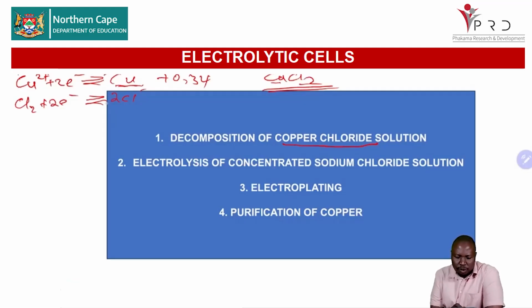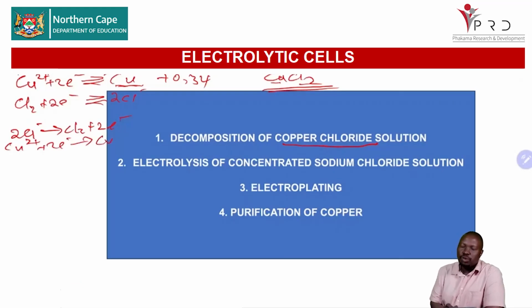And on this one, you will write the arrow backward, which means on the anode, you'll have 2Cl minus forming Cl2 plus 2 electrons. On the cathode, you'll have copper 2 plus 2 electrons forming copper. And that's what we are expecting you to understand.